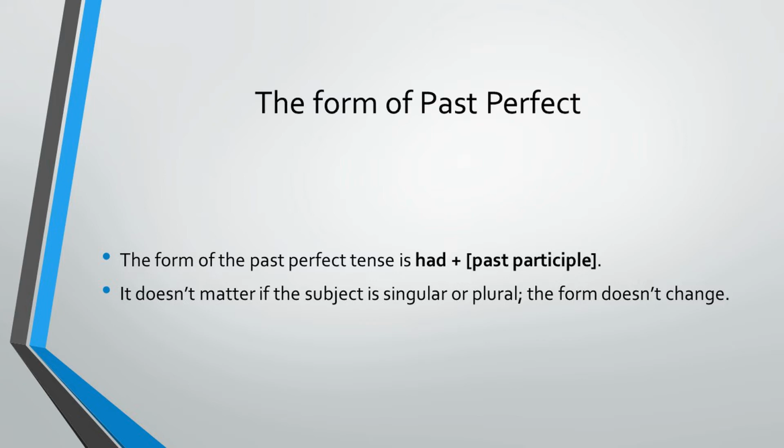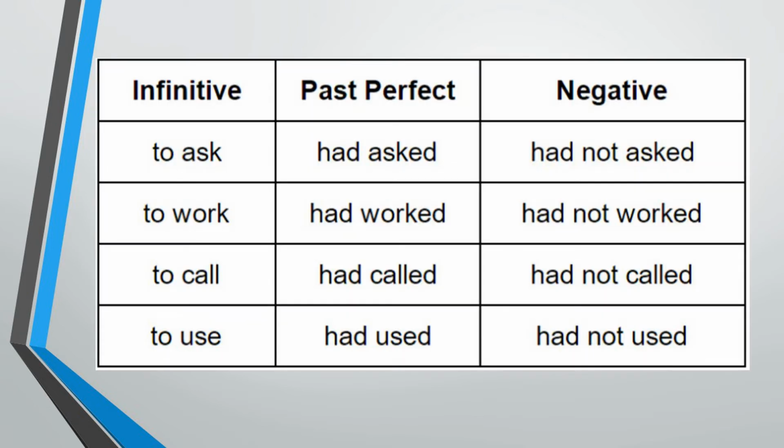Now, here we have infinitive, past perfect, and negative. In infinitive, we have some verbs like to ask, to work, to call, to use. The past perfect of ask is had asked, with adding ed, and the same thing for the other terms. Had worked and had called and had used.